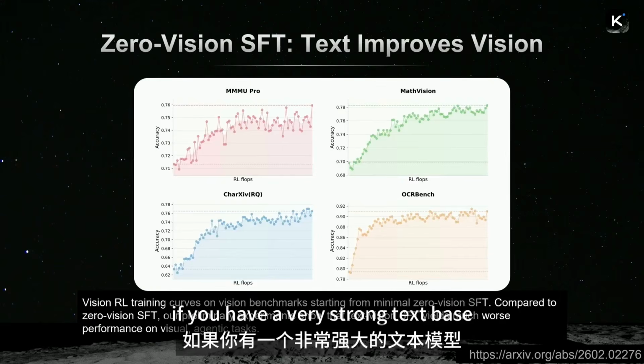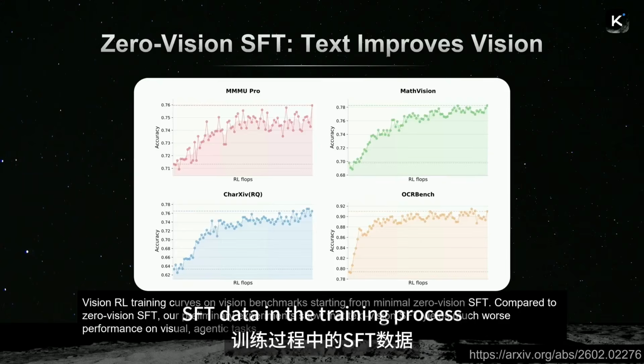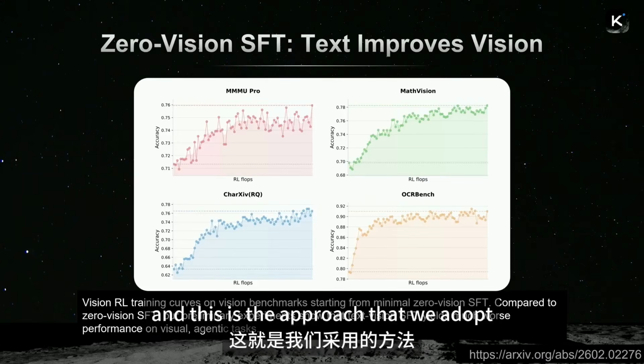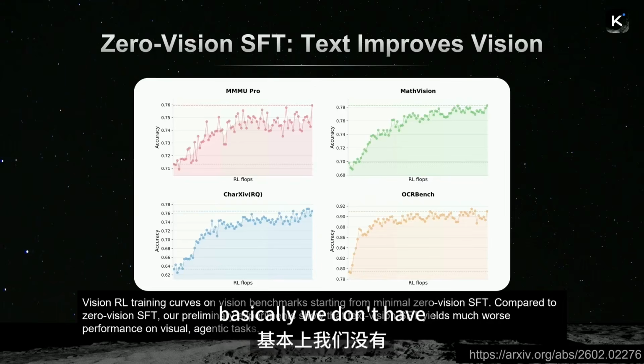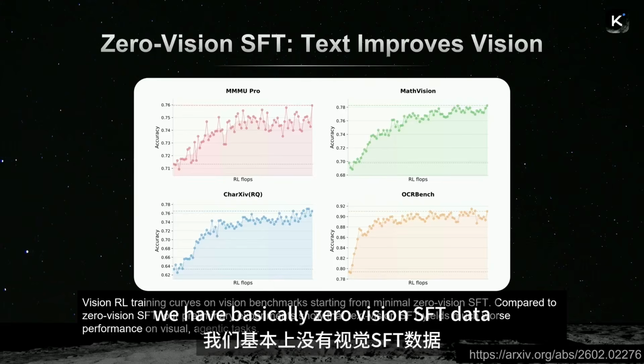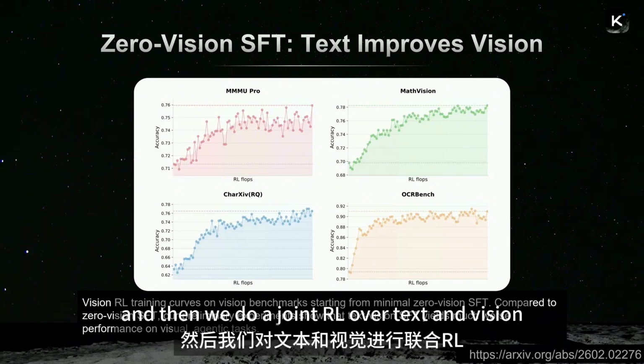If you have a very strong text base, you actually don't need any vision SFT data in the training process. And this is the approach that we adopt. It's called zero vision SFT. Basically, we have zero vision SFT data, and the only SFT data that we have is the text SFT data. And then we do a joint RL over text and vision.